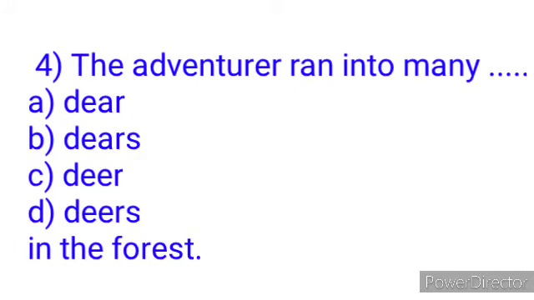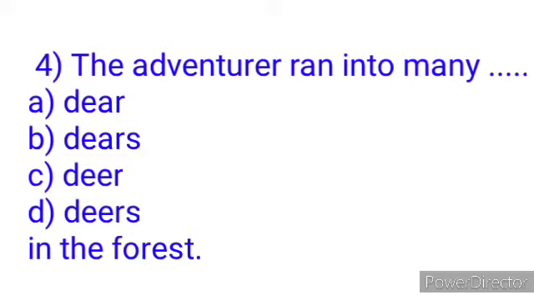Now, let's move to the next question, question 4. The adventurer ran into many dash. We have option A, deer, B, deers, C, dear, and D, dears in the forest. The examiner simply wants to find out if you know the difference between the dear that is spelled D-E-A-R and the deer that is spelled D-E-E-R. The dear spelled D-E-A-R simply means beloved, and it can also be used at the beginning of a letter. And the deer spelled D-E-E-R is the name of an animal, a hoofed animal.